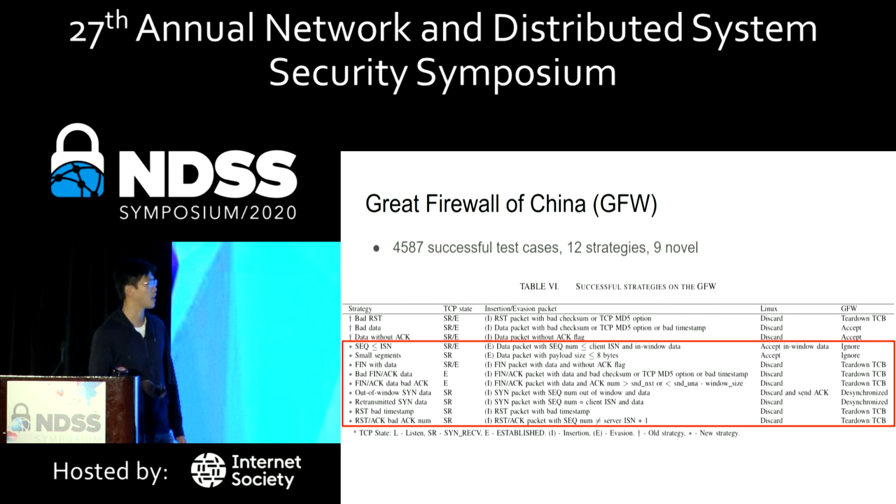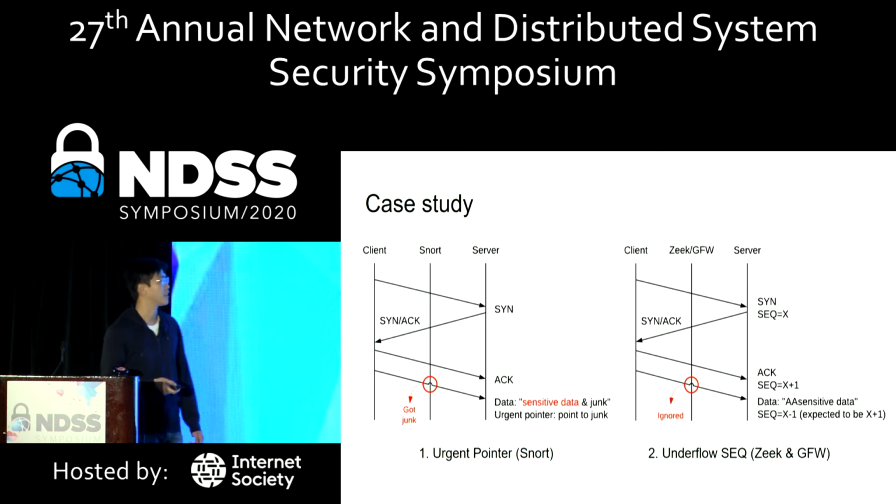I would encourage you to read our paper to find more interesting details. Here I will briefly talk about 2 interesting strategies we've found. The first is related to the urgent pointer. It works for Snort because Snort has a very different implementation of the urgent pointer than Linux. Because in the RFC, there's already some ambiguity there, so different implementations are free to implement their own.